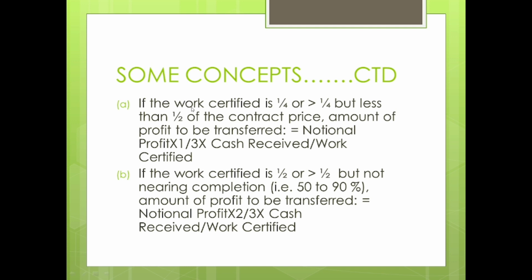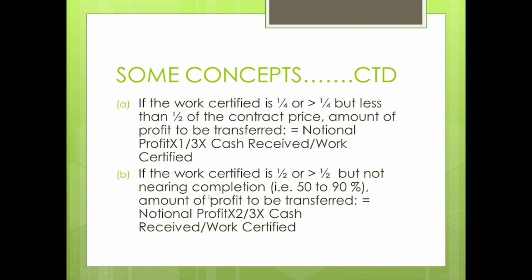If the work certified is 1/4 or greater than 1/4 but less than half of the contract price, then the amount of notional profit to be transferred is 1/3 into cash received by work certified. This is the formula. It means I am transferring a 1/3 portion of the notional profit, but on top of it I again take the proportional value of cash received to work certified.